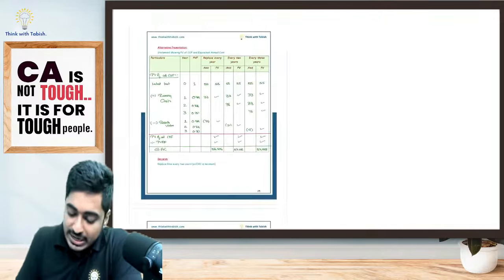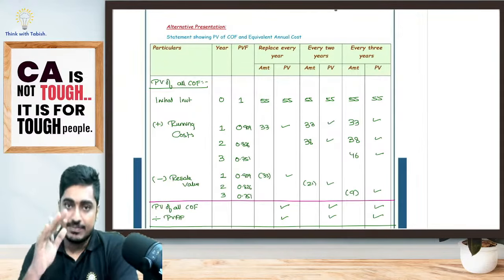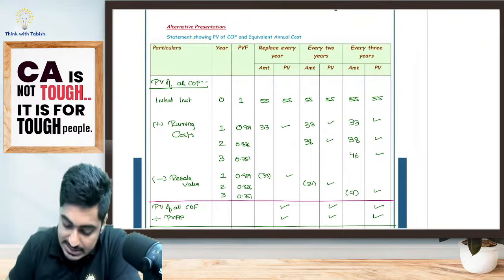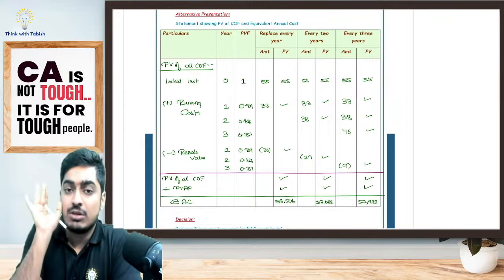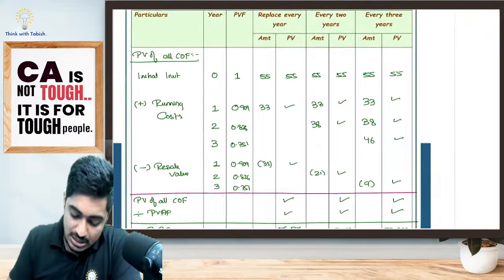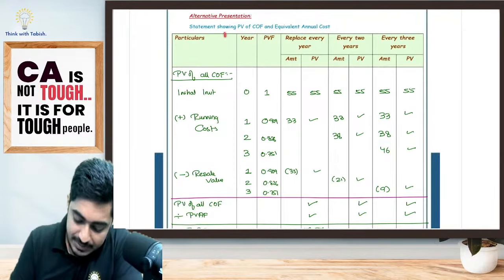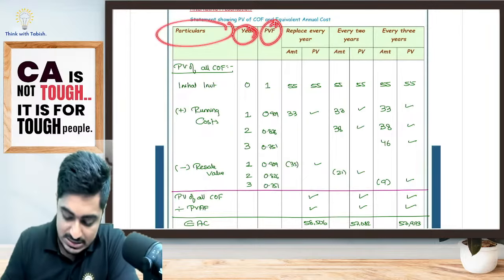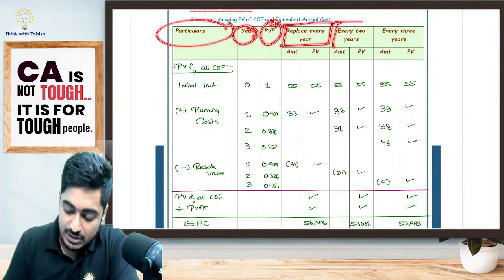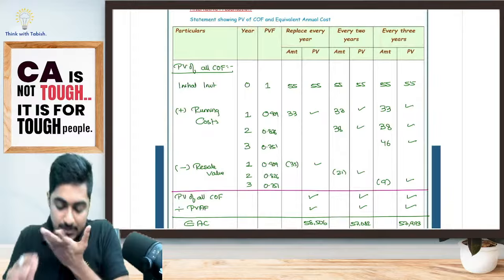Okay. Now to get that, we took so much time. There is a simple presentation as well. Yes, this is the alternative presentation. If we do this in a single table only, we will get the answer. Pay attention, students. Now first I will write particulars. It will help us save a lot of time. Which year? Present value factor. Then what all options? Replace every year, every 2 years, every 3 years. One by one we will just see.